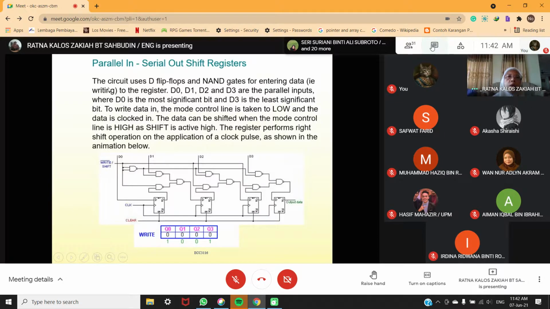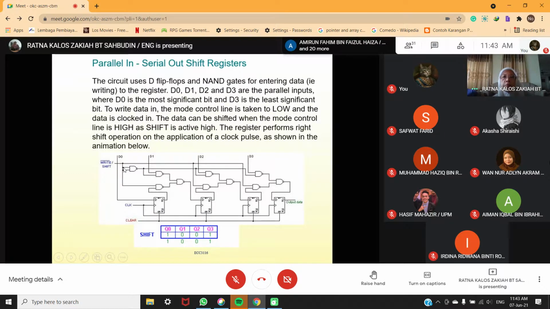Now the same circuit here. The circuit uses D flip-flops and NAND gates. You can see here all the NAND gates for entering data to the register. D0, D1, D2, and D3 are the parallel inputs, where D0 is the most significant bit.